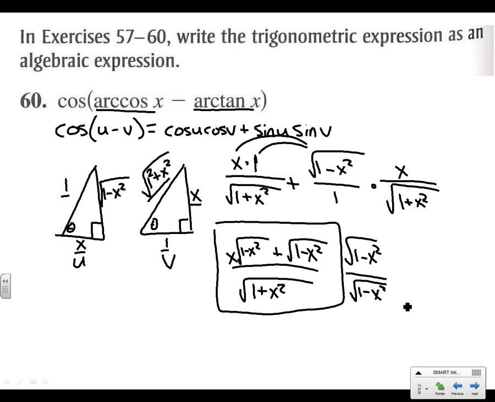Okay, but the point here is when we have arc cos and arc tan, let's go ahead and draw our triangles. And then what's our formula for cosine of u minus v? It's cosine u cosine v plus sine u sine v. That's the important part. Let's keep going here to problem 70, if the computer will cooperate. Come on up.